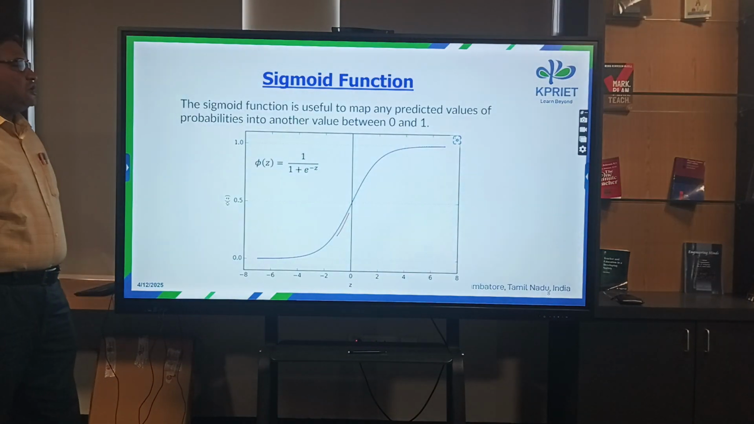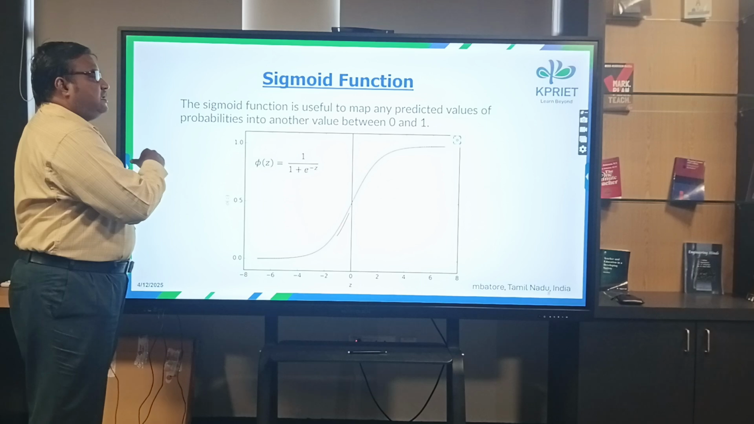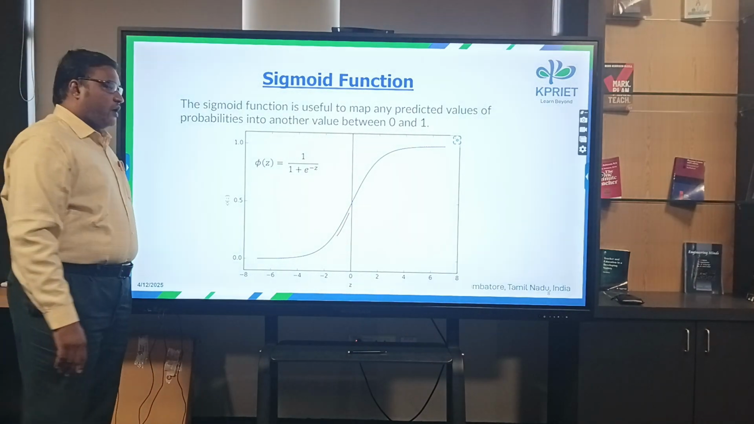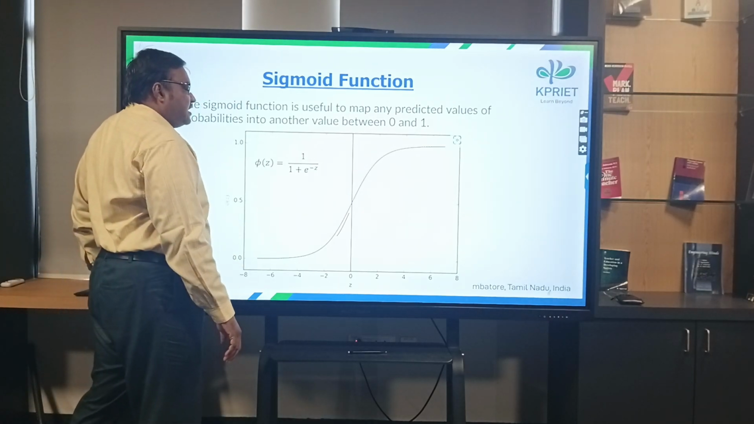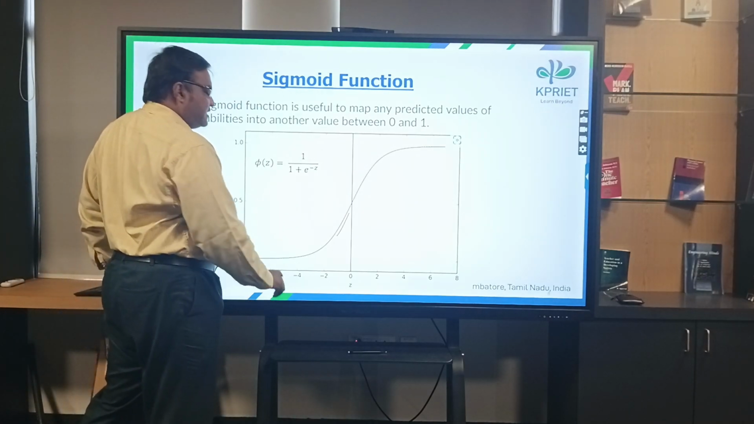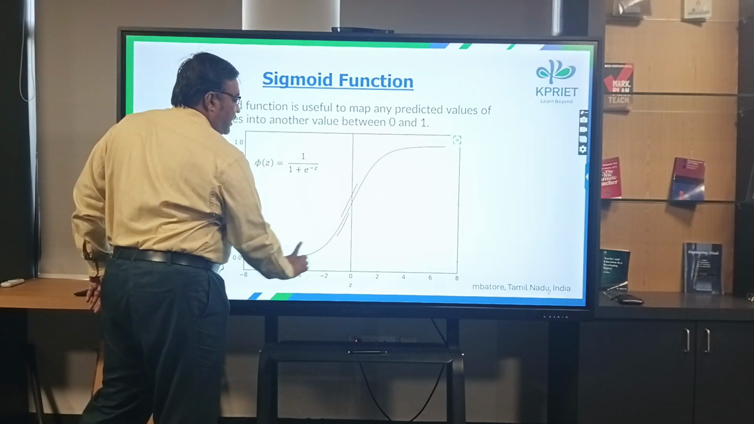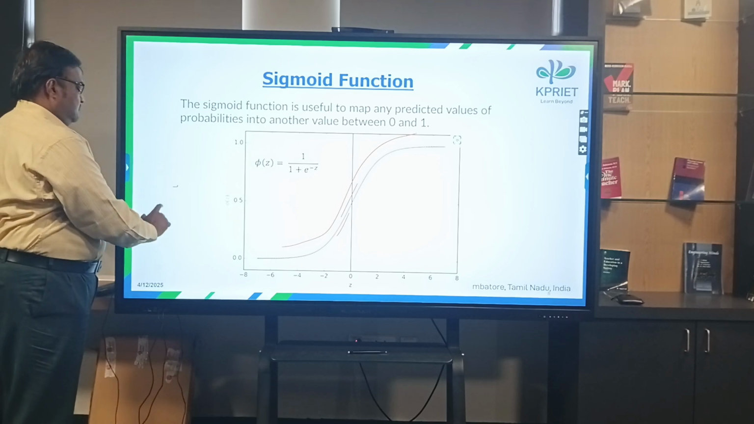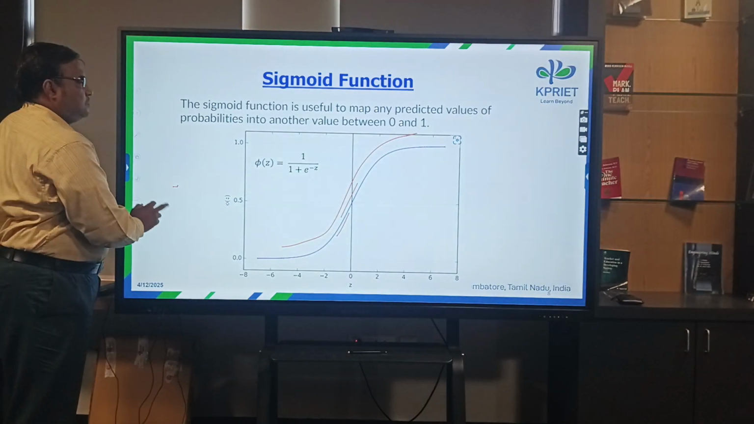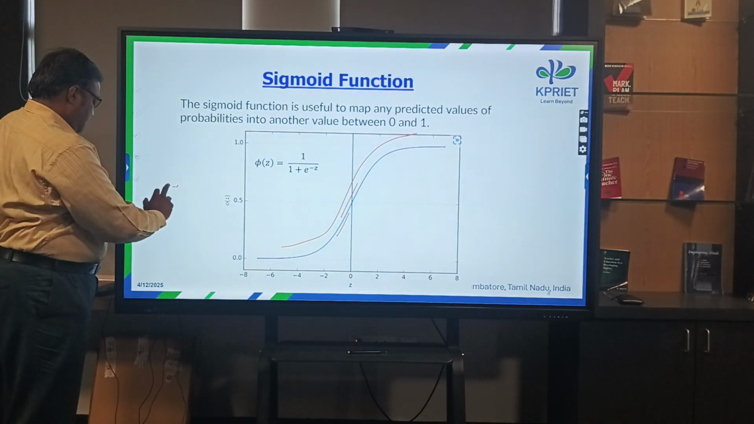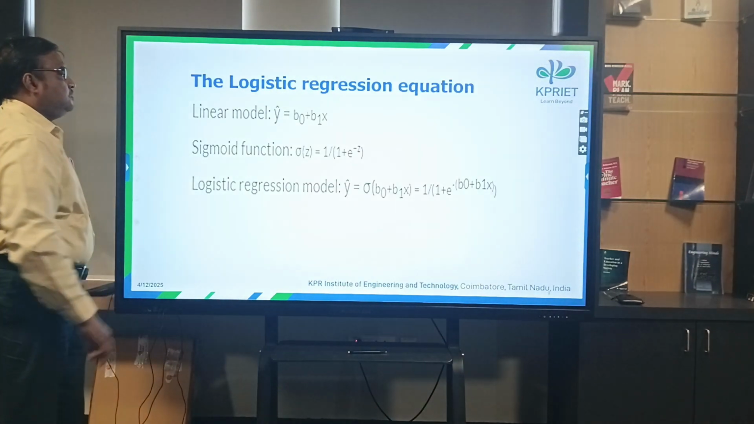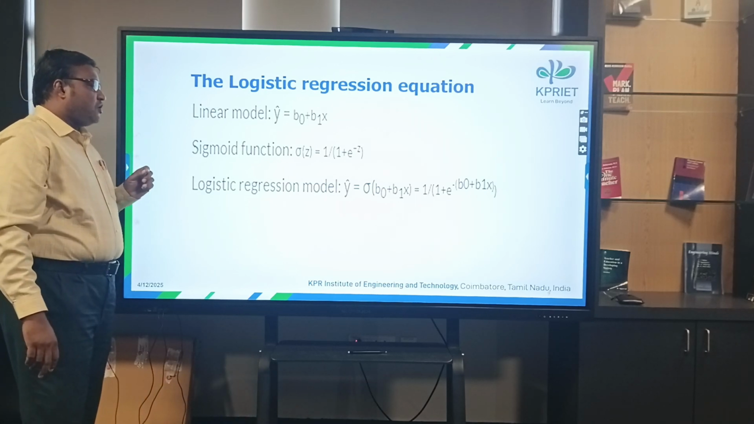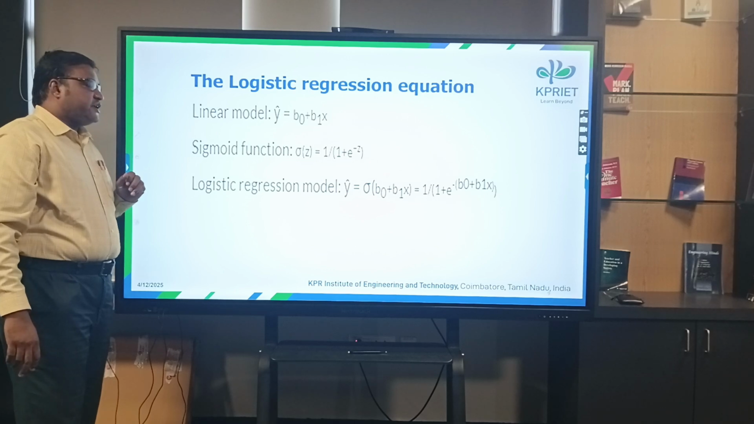So how does the sigmoid function look as the outcome? It can map any predicted values to probability values in the range of 0 and 1. The equation will be sigma of z equals 1 divided by 1 plus e power minus z, and the curve will also be in the form of an S shape. So these are all the equations we get after finding the values through the linear model, the sigmoid function, as well as the logistic regression model.